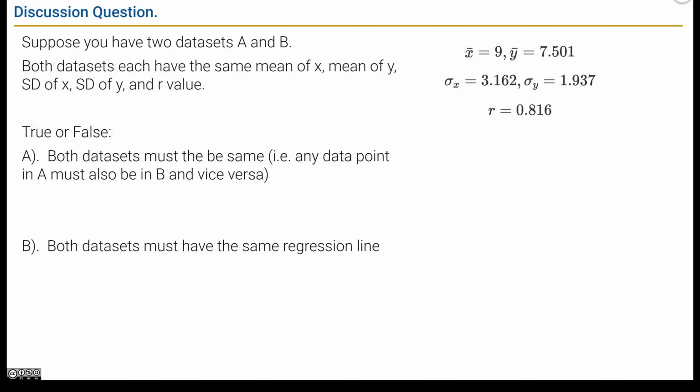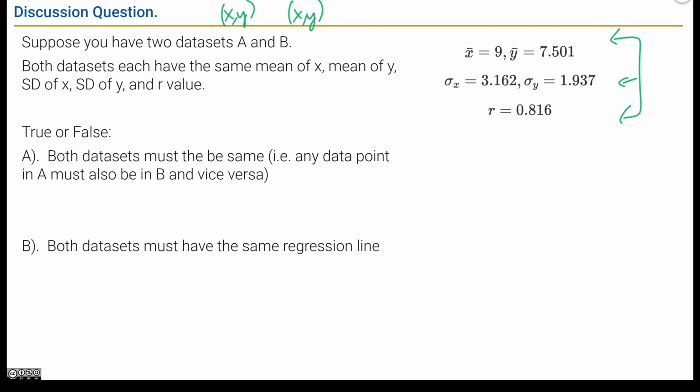All right, so let's think about this in a little bit more detail. Suppose I tell you you have two data sets, A and B, and they are both pairs of data, so they both have X and Y data points. Each of these has the same mean value for X, the same mean value for Y, the same standard deviation of X, the same standard deviation of Y, and the same correlation. And so these are the actual values for these two data sets.